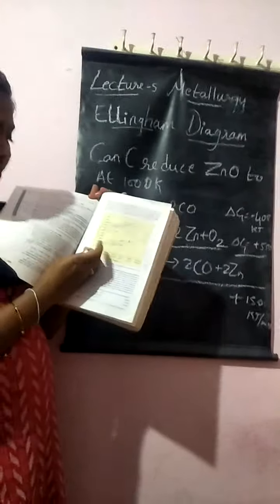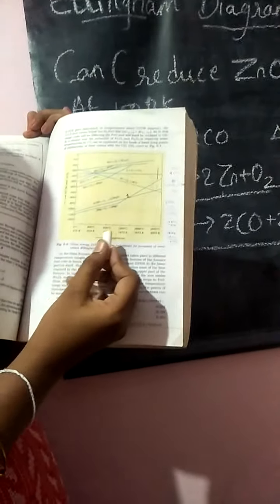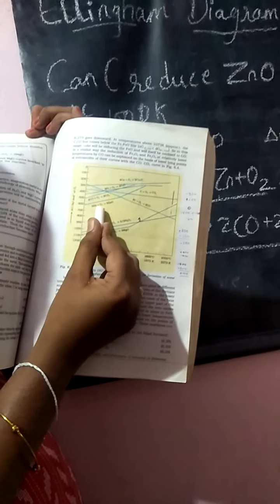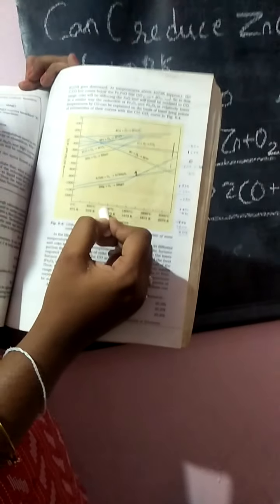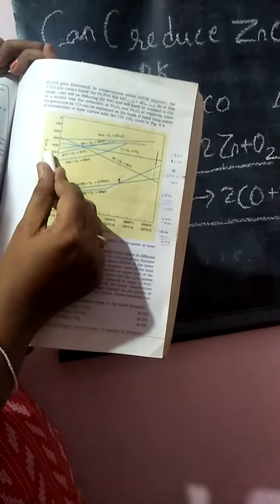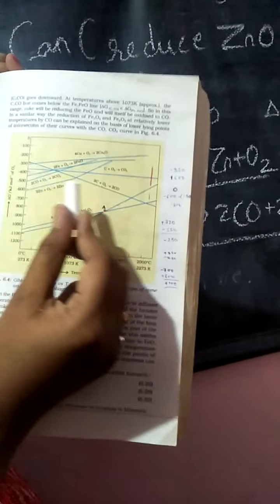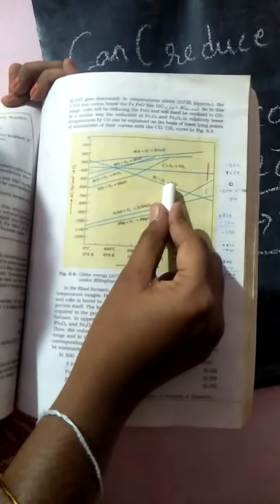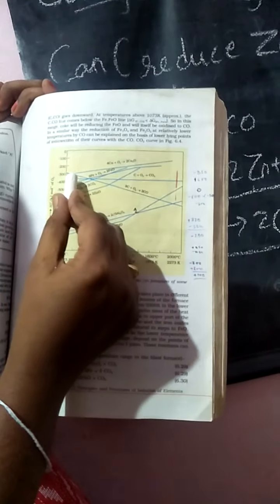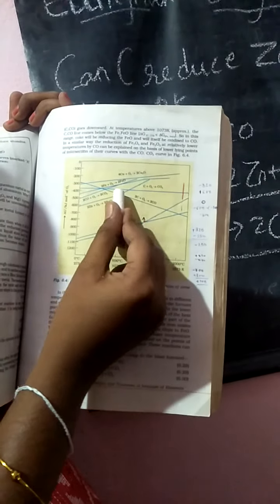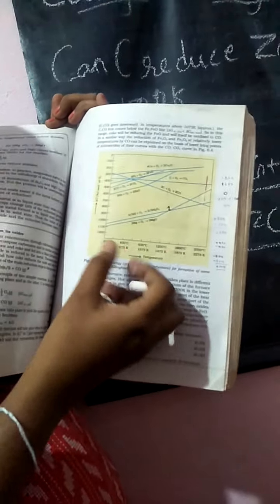If you look into the graph here, nearly at 1000 Kelvin, if you take this plot, that is Zn plus O2 giving rise to ZnO, at 1000 Kelvin the value of delta G is around minus 550. Whereas for carbon getting converted into carbon monoxide, its value is nearly minus 400 at 1000 Kelvin. So the delta G values of these particular equations, I have taken from this Ellingham diagram. We are getting these delta G values from the Ellingham diagram only.